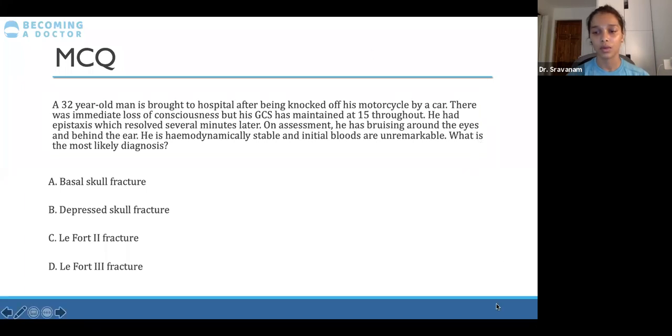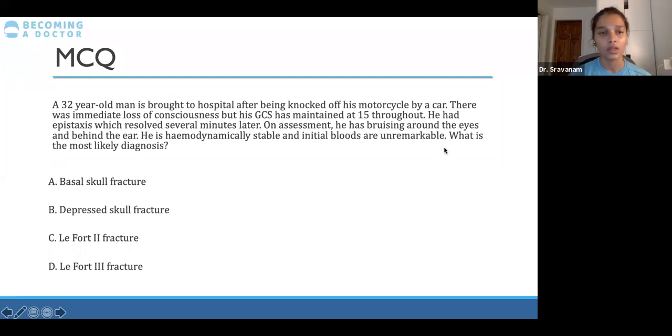Okay, I'm going to launch the poll. If you've finished reading it, you can start voting. Great, it's 100%. Everybody thinks it's a basal skull fracture. Brilliant. I'm going to end it there.